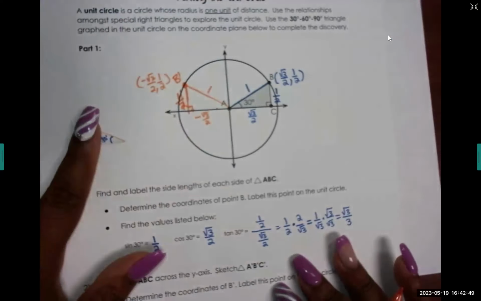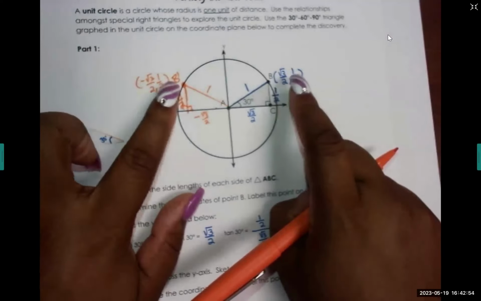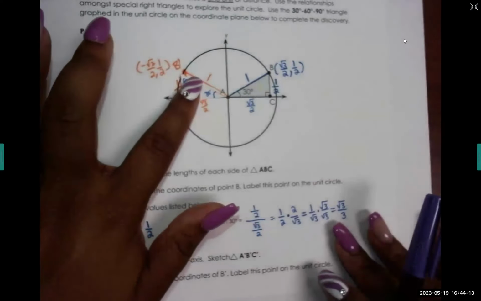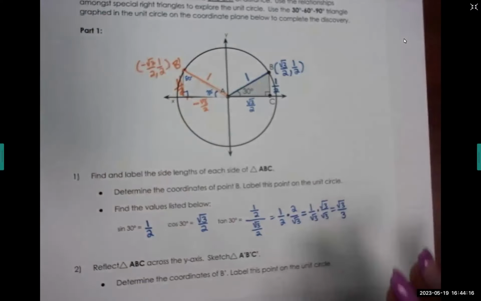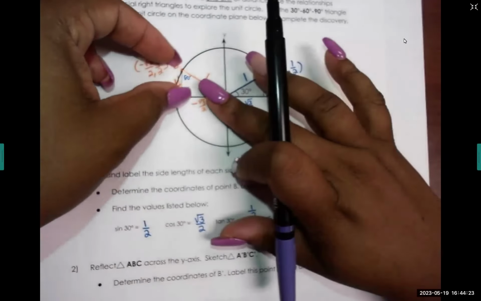Okay. So I noticed the coordinates are the same, but on this side my x coordinate was negative, but my y coordinates are still positive for both of my sides. Okay, so now I'm going to continue my reflections. And so this time I'm going to reflect my new triangle across the x-axis. And I'm going to think about the coordinates of my new point, which would be B double prime.